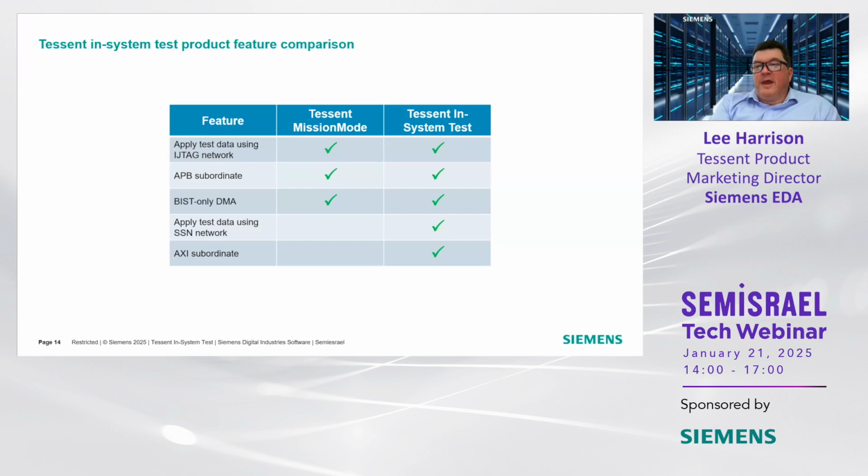So if we compare the two products, Tessent Mission Mode is applying data over the IJTAG network. It supports the APB infrastructure, whereas the new Tessent In-System Test product also supports full SSN, so connection to the full SSN network, and to meet those speed requirements also has support of AXI.